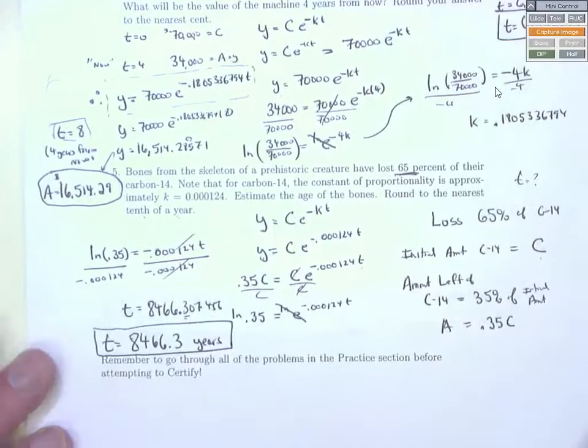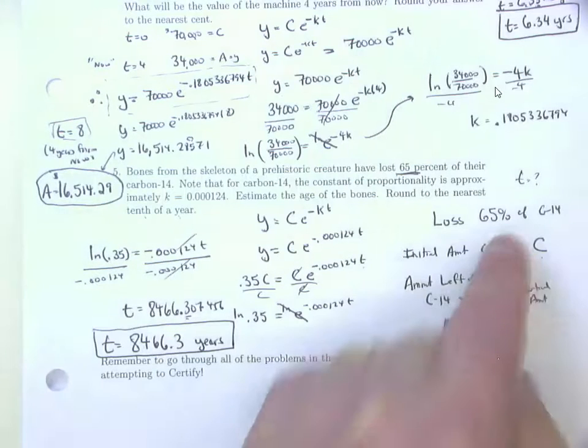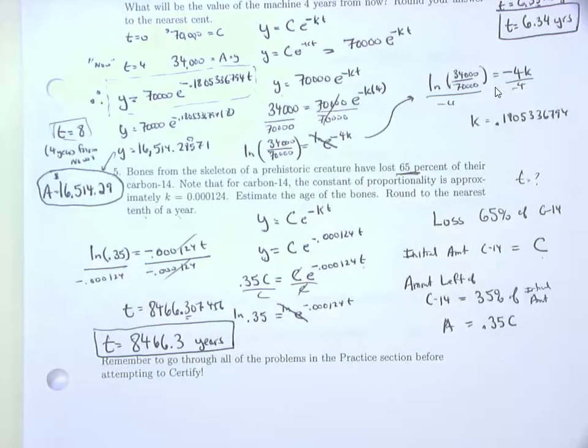Years. 8,466 years old approximately. Does that make sense? Don't lose you guys anywhere. Notice how they do that percentage, because that's a curveball. Everybody wants to use the 0.65, but that's how much it lost. You got to figure out how much is still left over.